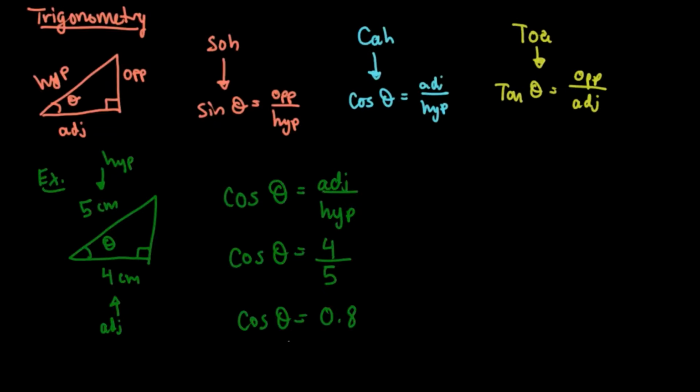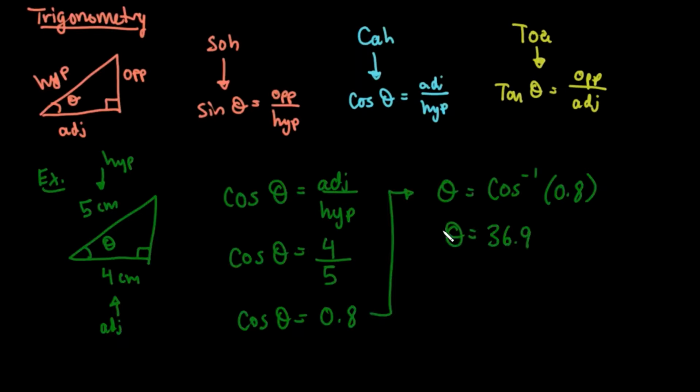Now I need to isolate my angle. The way I do that is I bring this cosine to the other side. When you bring it over to the other side, you have to use the cosine to the -1 operation on your calculator. That's probably second function cosine. Then you type in your 0.8, and you should get an angle of 36.9 degrees.